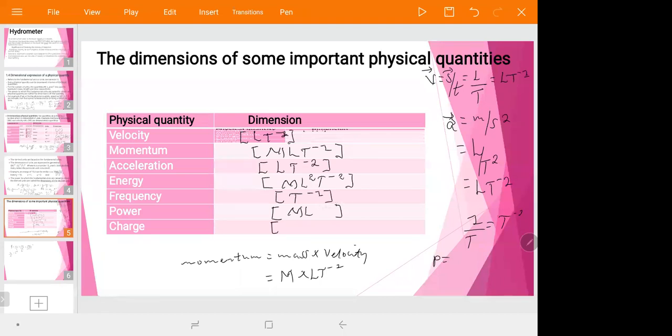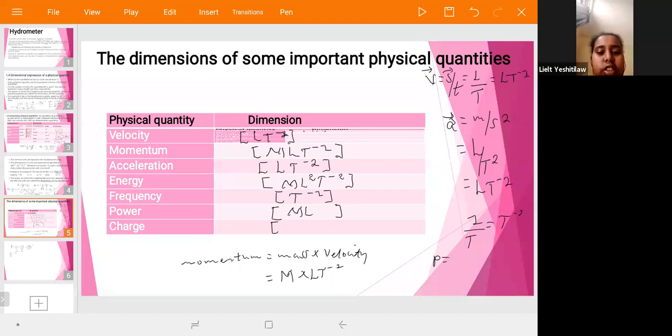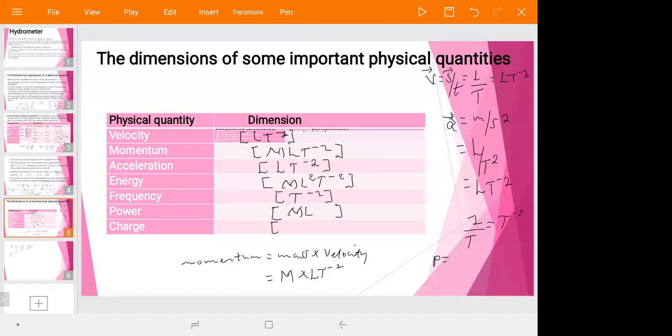Try to summarize this one. If you have finished, it is given to you in text form. In our discussion today, we have seen how we can write the dimensions of some physical quantities. Therefore, try to understand and identify the dimension of one physical quantity from the other.